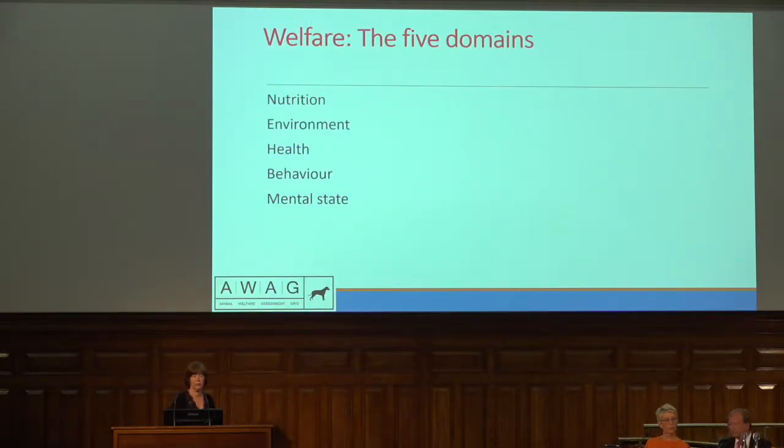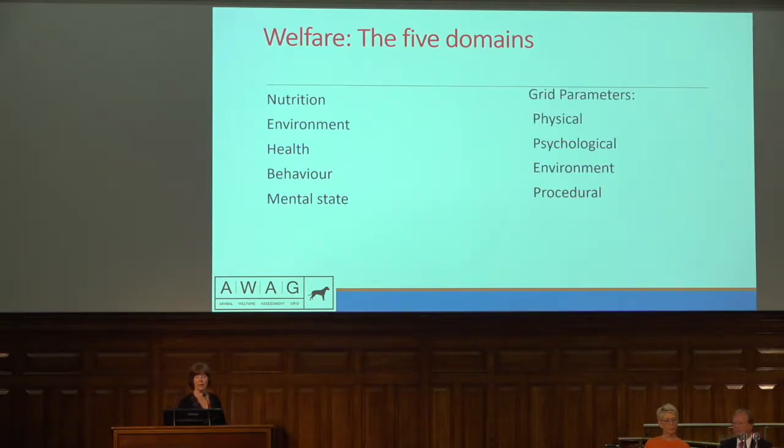Just to reflect for a moment, welfare, as you all know, is defined according to the 5 domains, and the grid parameters reflect those 5 domains. The physical axis looks at nutrition and health, the psychological axis, behaviour and mental state, the environment is there, and what you're doing to this animal procedurally will be affected by, for example, nutrition, if you've withheld food and water, the environment, if you've kept it in a particular type of recovery cage, and that might affect behaviour and mental state and so on. So those 4 parameters are reflecting the 5 domains of welfare.